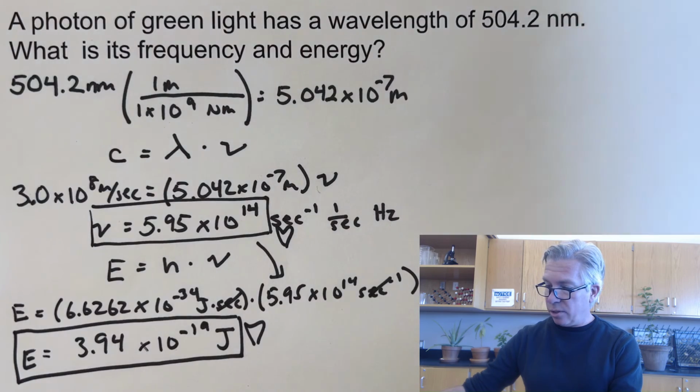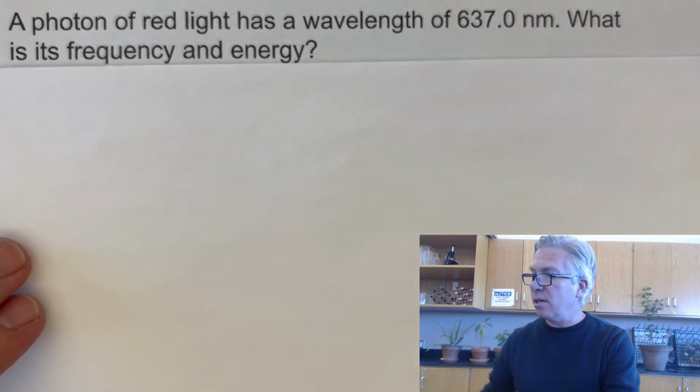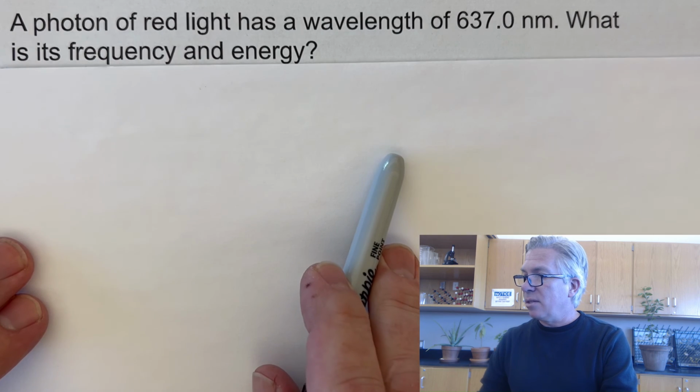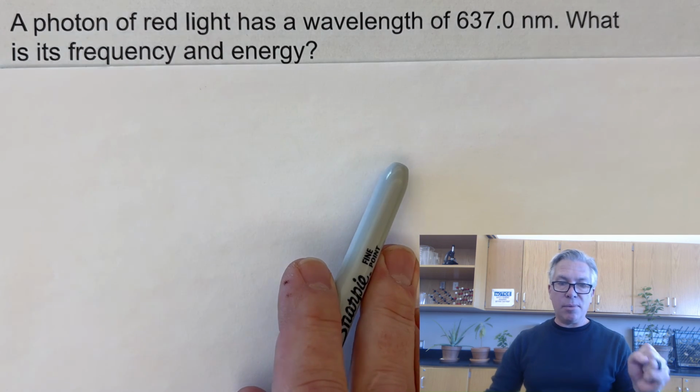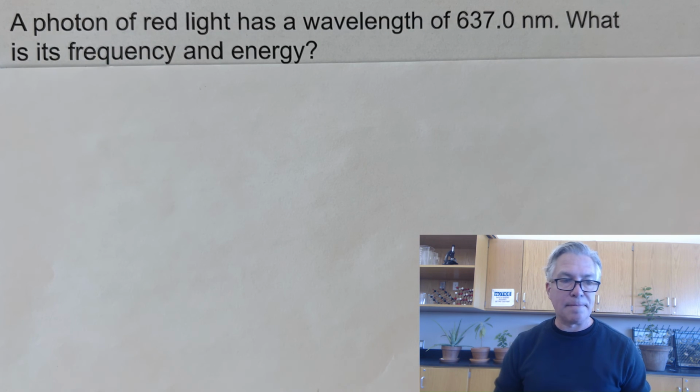So now it is your turn to do exactly the same thing with just a different starting value. The first photon was a photon of green light. This will be a photon of red light, 637 nanometers. So take a moment, pause the video, see if you can work your way through these calculations again, and we'll check the answers in just a second.